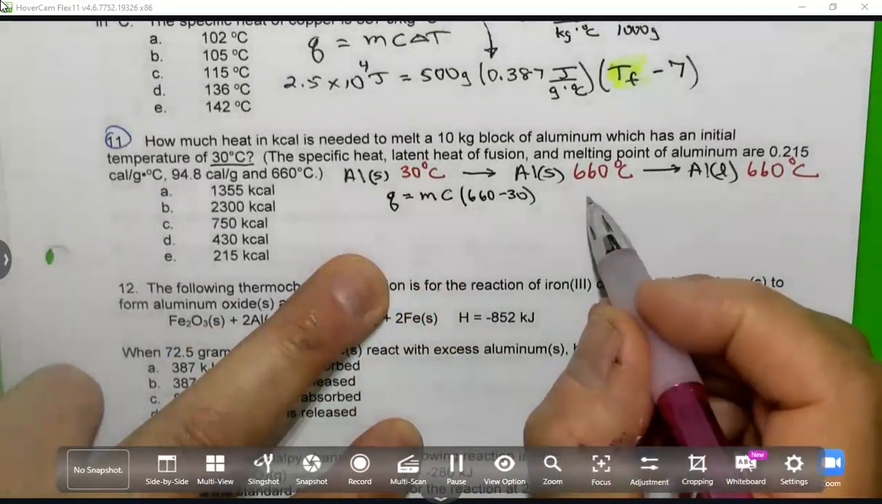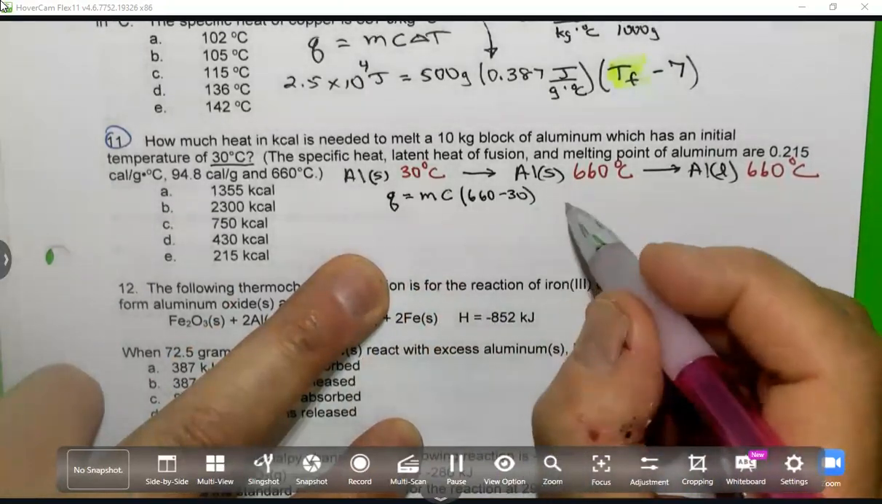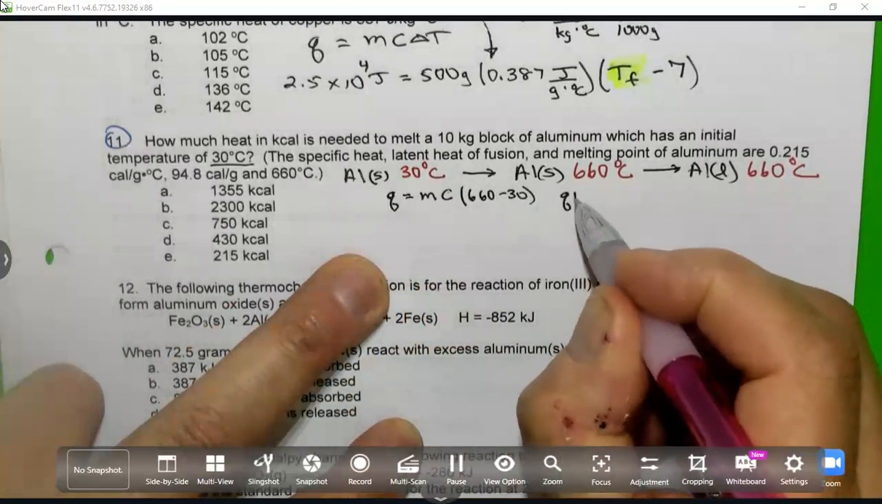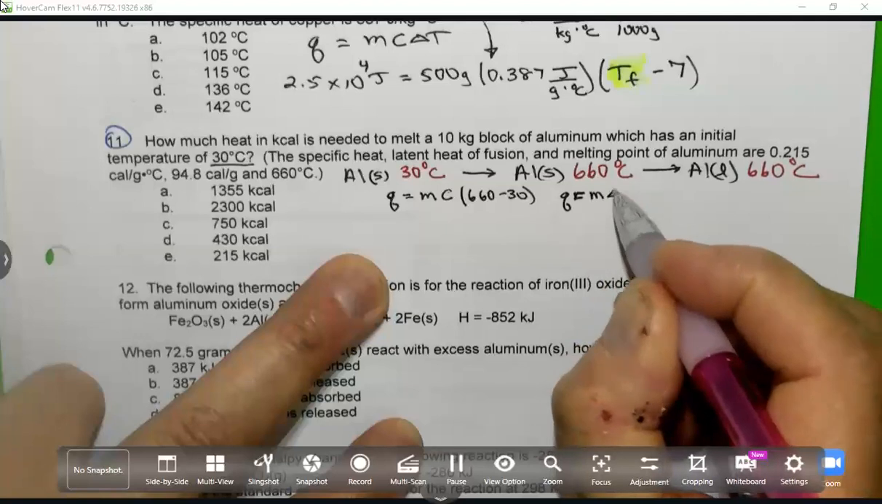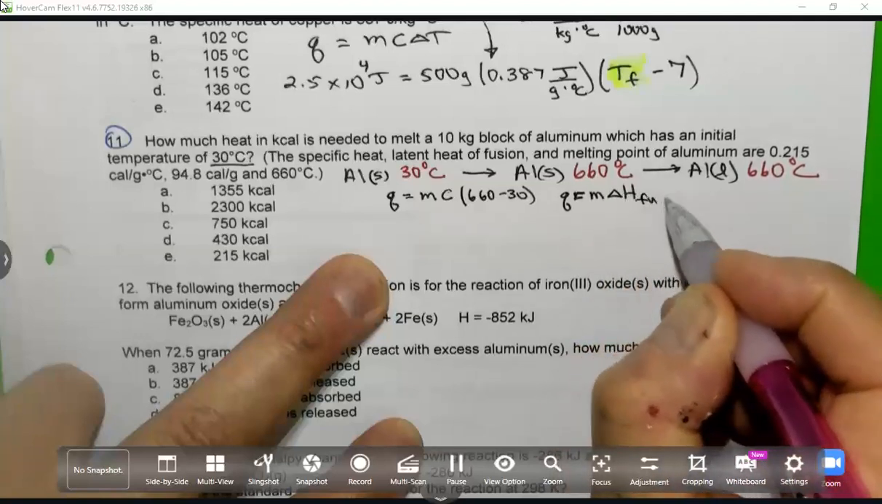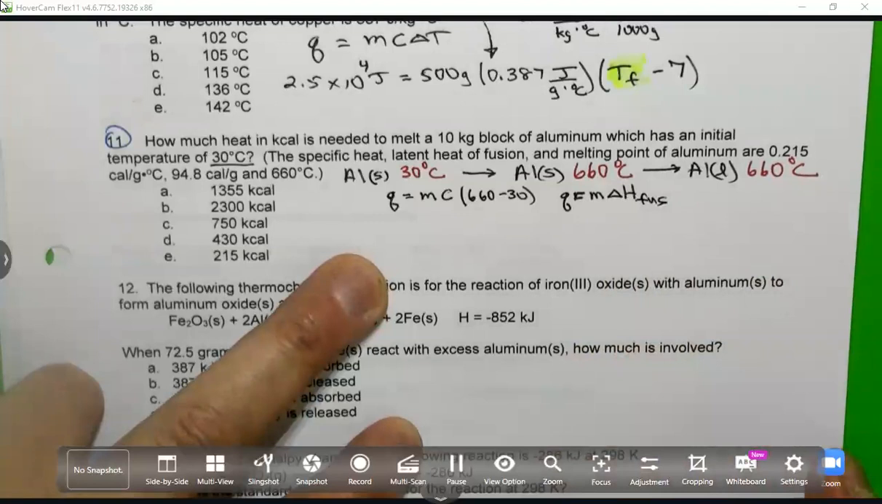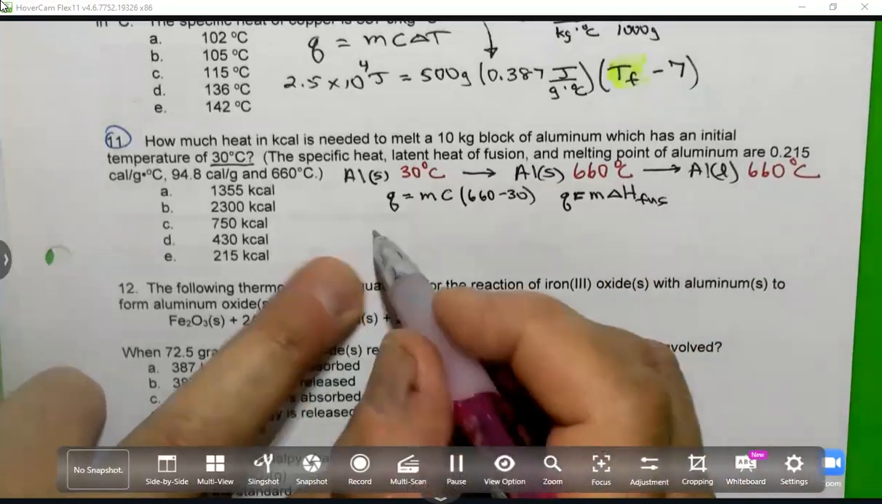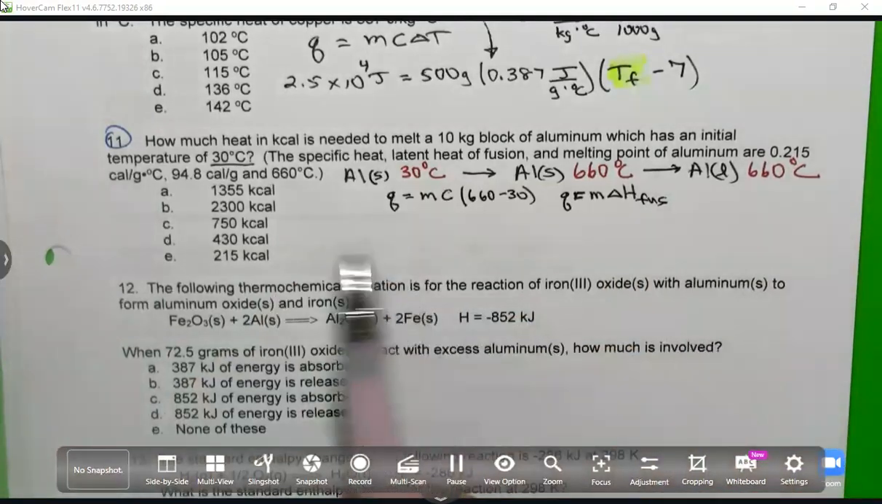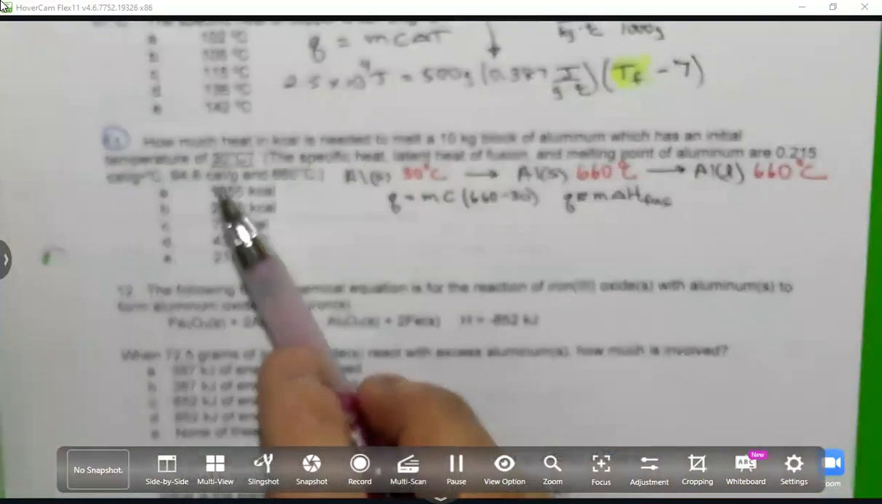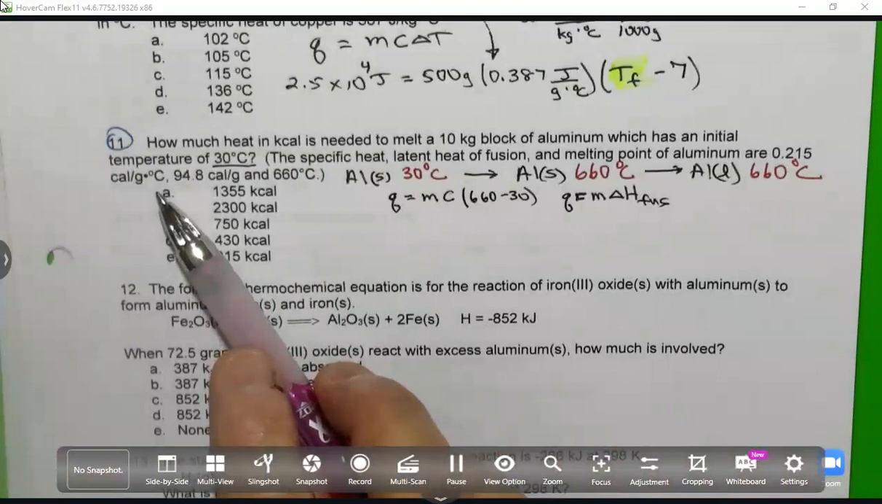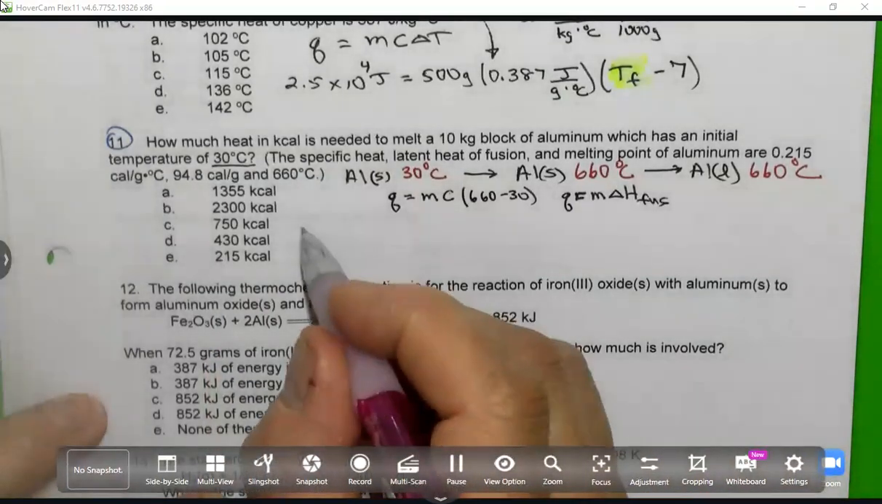Okay, then we need to melt it here, and that is going to be your mass times the enthalpy of fusion. And we need to add those two together. So let's do everything. What do we got? Oh, we got calories here. So it looks like we're given calories. Let's stick with it. Let's see what we can do here.